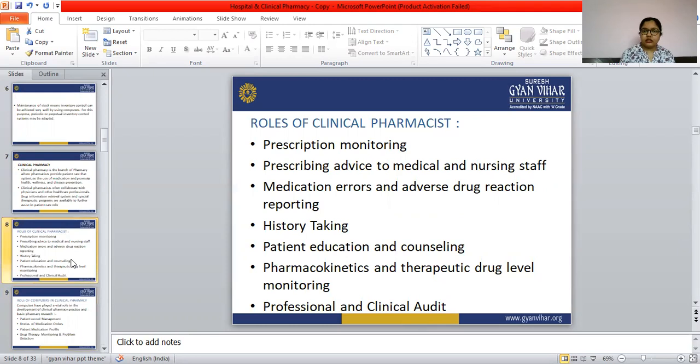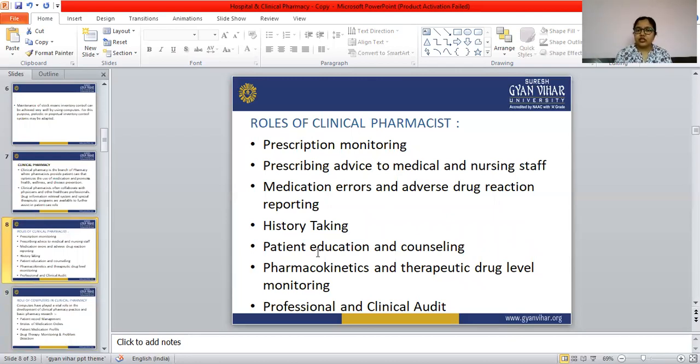These are all the roles of the clinical pharmacist. We have to know what the clinical pharmacist does in clinical pharmacy. The first role is prescription monitoring. He or she has to monitor the prescription, and has to give prescribing advice to the medical and nursing staff.